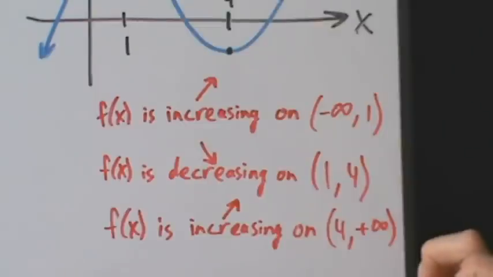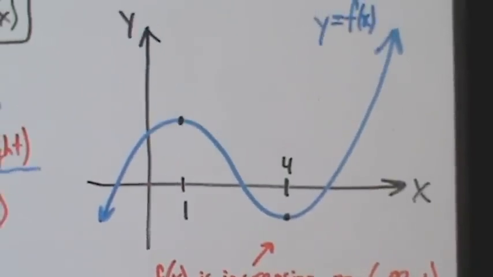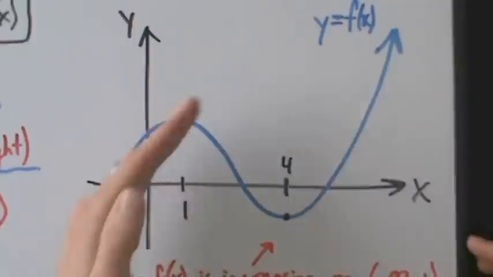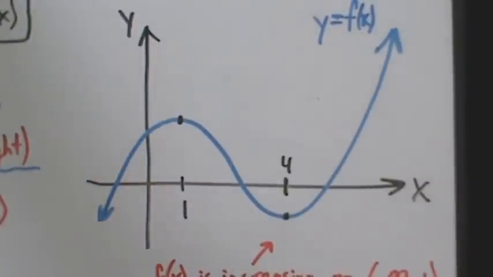Well, the same exact principle applies to functions in general, any kind of function you could think of. If the function is increasing, then the slope at each point where it's increasing is going to be positive. In other words, the derivative is positive. So basically, a positive derivative means an increasing function, because derivative is slope.